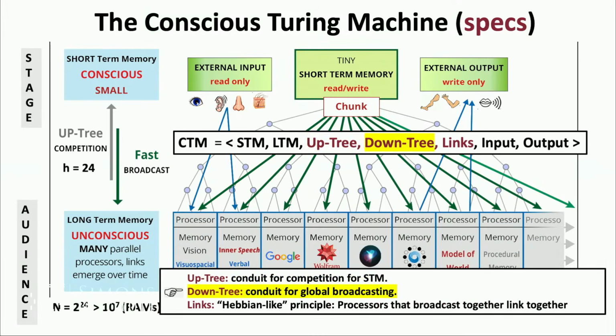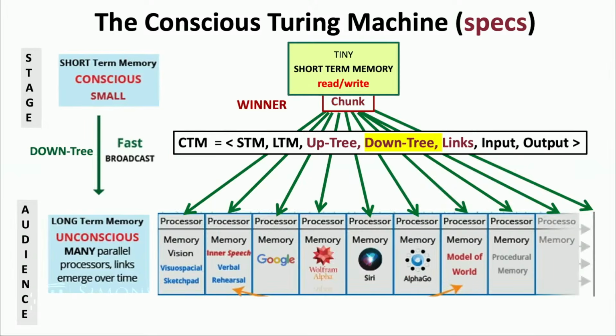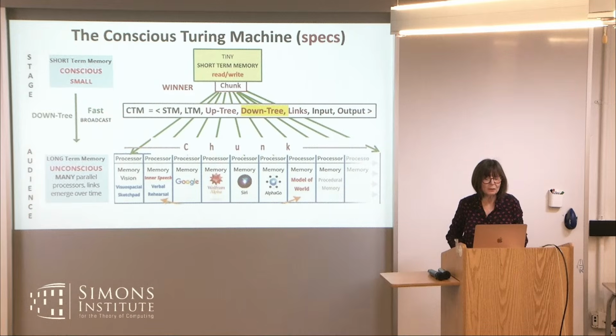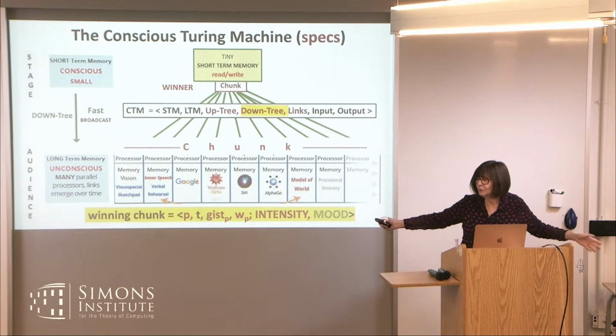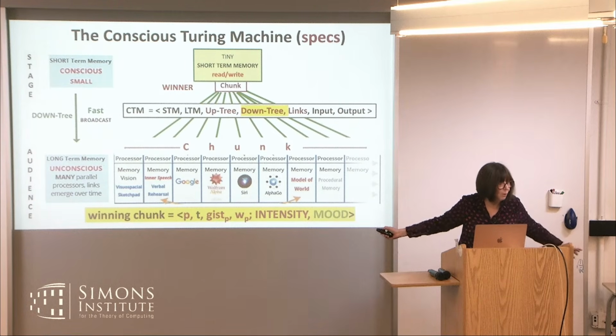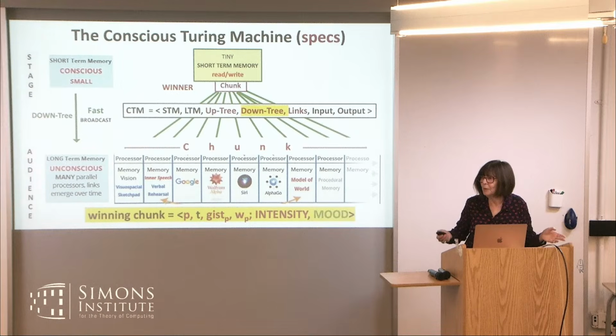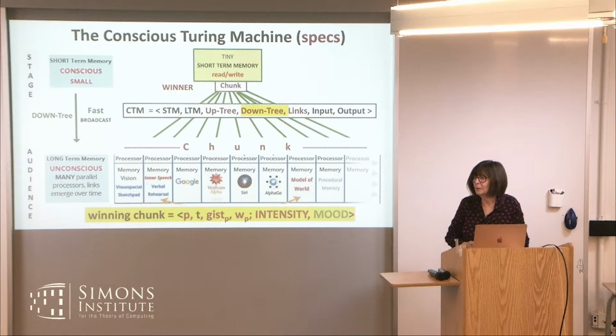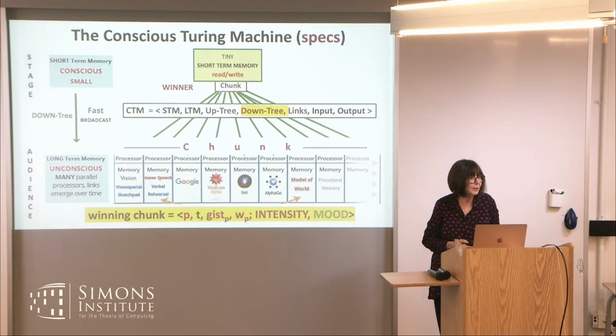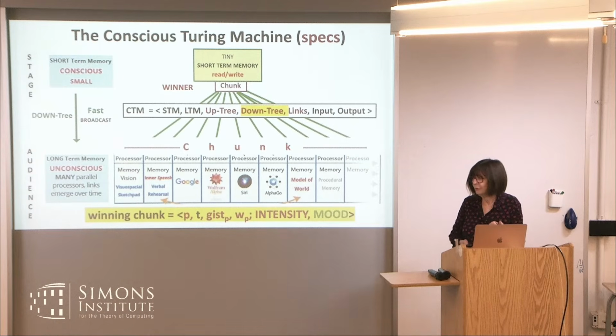Now, the down tree is the conduit for global broadcasting. So as soon as a chunk wins, okay, it's immediately in the next tick broadcast simultaneously to all long-term memory processors. Okay, immediately goes down. And as I mentioned, all the processors are getting a lot of information. They're getting the address of the processor that put in the winning chunk.